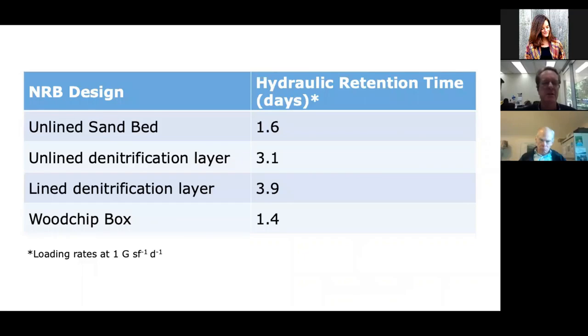The real difference here is with the wood chip. As I mentioned before, it's much smaller, so the water stays in there for less. That doesn't seem to have affected its performance, though, as I'll discuss just momentarily.